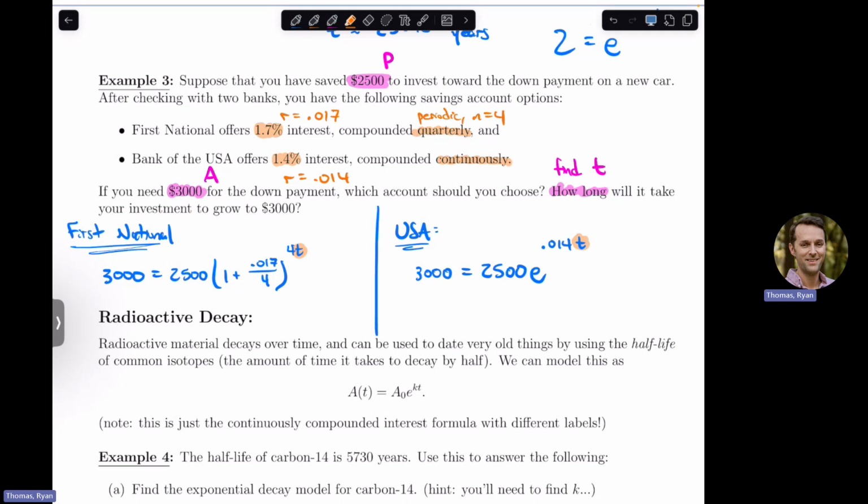The actual solving part for both of these is going to be pretty similar, right? What's different? The interest rates are different, yes. As far as what happens when we solve them, it might be easier to see here. What are we going to do to solve this? Divide by 2,500, similar to what we did on the last one. Divide, and then you've got e raised to a power equal to something. Rewrite it as a log. The base is e, so natural log.